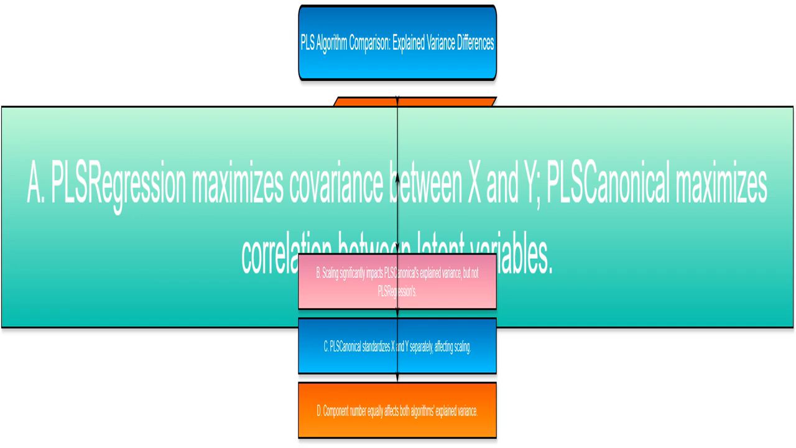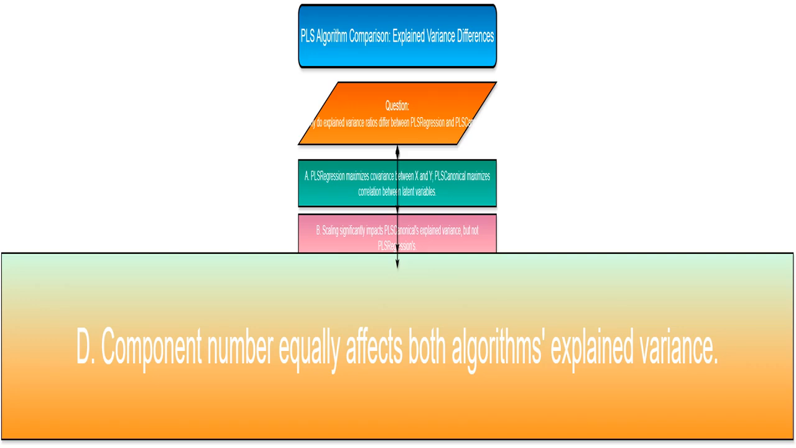Correlation, unlike covariance, measures the strength and direction of the linear relationship between variables, and is highly impacted by the scale of the data. That is the primary difference leading to different explained variance ratios. While it's true that the number of components you choose impacts the explained variance for both PLS regression and PLSCanonical, it doesn't explain why they show such different explained variance ratios. The key difference remains the scaling issue and how they handle it.